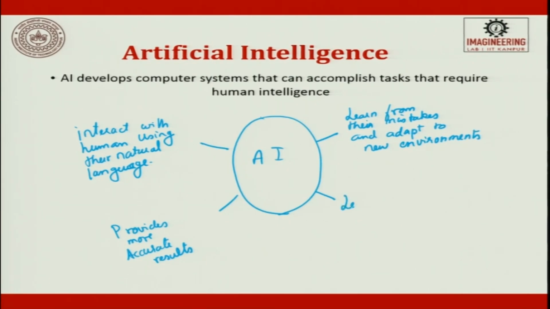And here it learns from the data and automates repetitive learning. These are the four jobs which AI does. AI interacts with humans using their natural language, provides more accurate results, learns from their mistakes and adapts to new environments, learns from the data and automates repetitive learning.